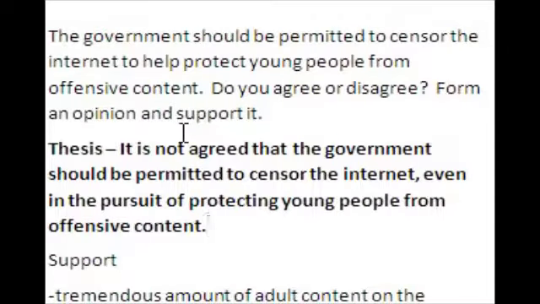So firstly, if we just go through the question again: the government should be permitted to censor the internet to help protect young people from offensive content. Do you agree or disagree? Form an opinion and support it. And so when we go to write our essay, we would write as our thesis, it is not agreed that the government should be permitted to censor the internet, even in the pursuit of protecting young people from offensive content. Okay, so this thesis directly answers the question given in our essay question.